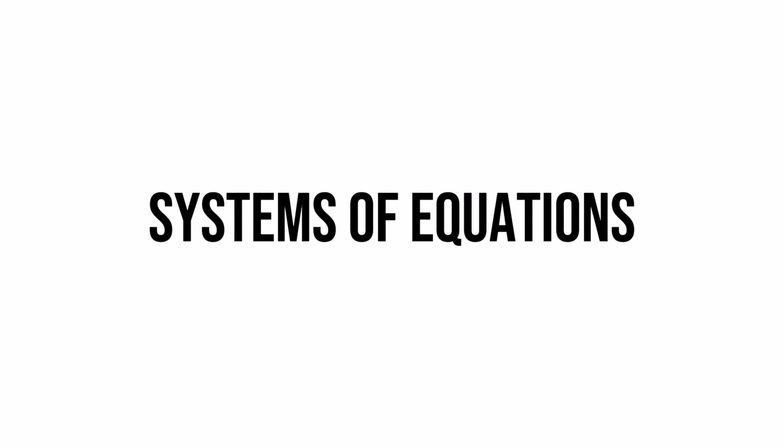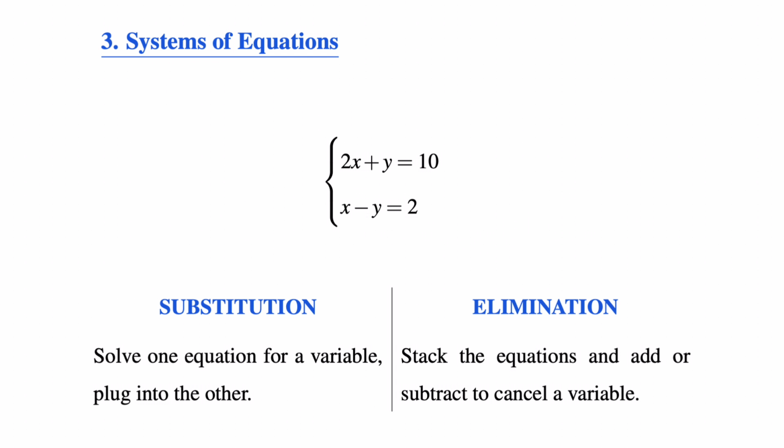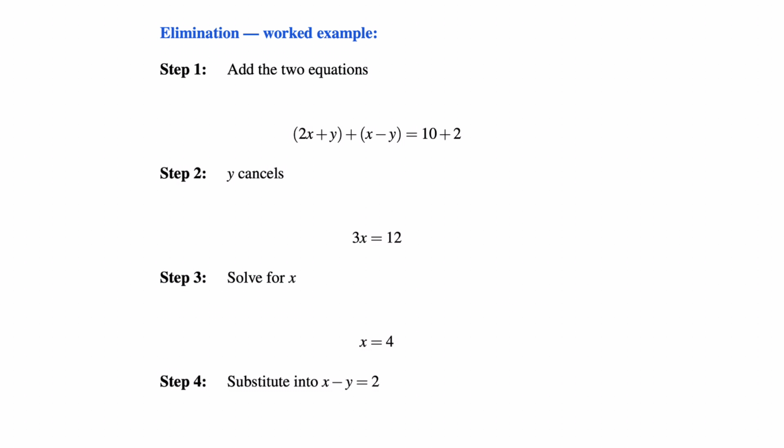Systems of equations. You will see systems of equations on every single SAT. 2 equations, 2 unknowns, and you have 2 main methods for solving them: substitution and elimination. Stack the equations and add or subtract to cancel out a variable. For example, 2x + y = 10 and x - y = 2. Add them together, the y cancels. You get 3x = 12, so x = 4, then y = 2.